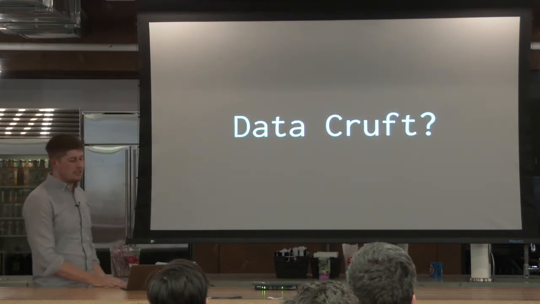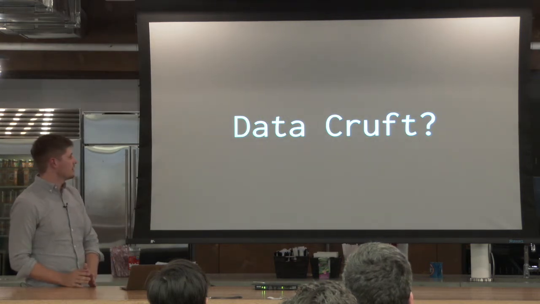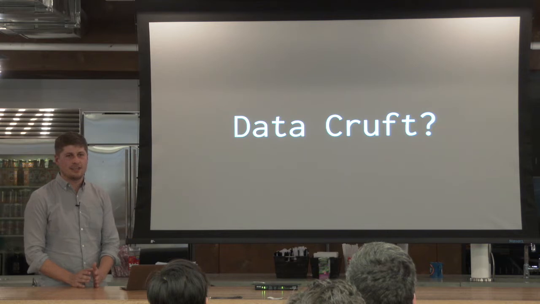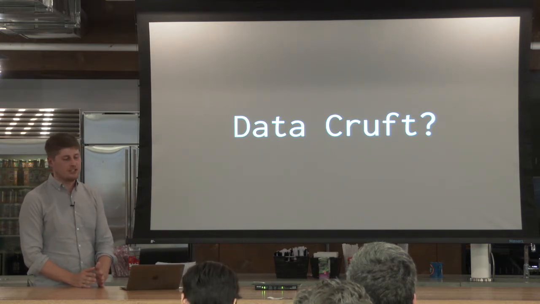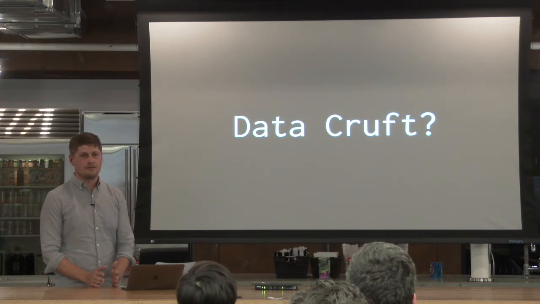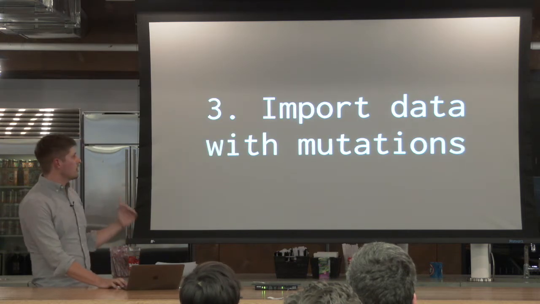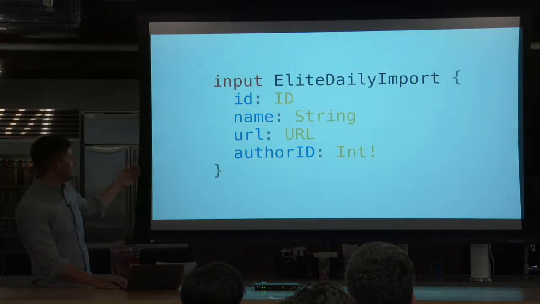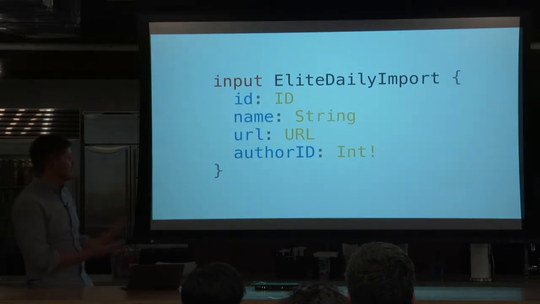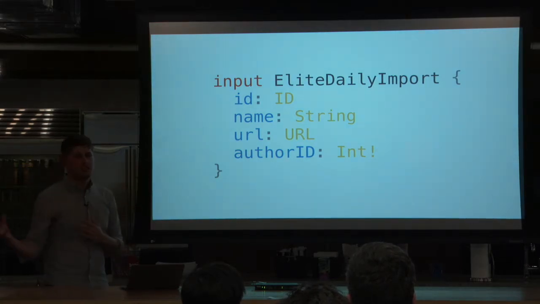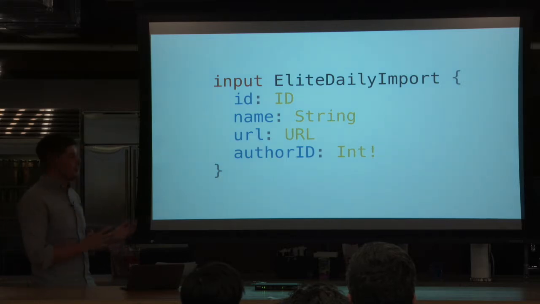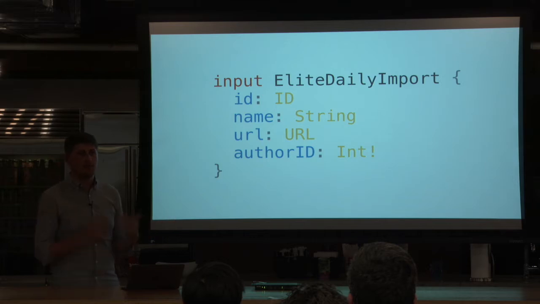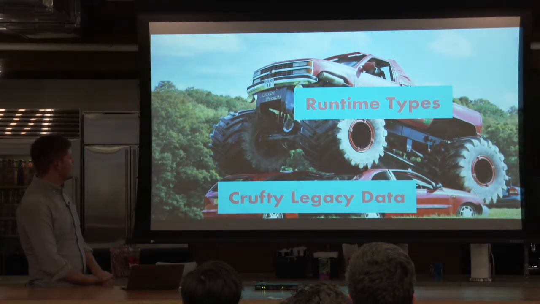The last bit that I really want to touch on, which is really important, is that at some point you still have crufty data. All of these things won't solve your data cruft issues. This is where GraphQL has been a standout for us. We started writing mutations that allow us to import data into our new systems. So the Elite Daily import is an example of something that lives in our app where we can take data from old systems and import it with GraphQL. The typed nature of GraphQL makes that really awesome because you can't get crufty data in there. It's going to reject it and say, hey, you didn't provide the right data. So this is my little graph for runtime types dominating crufty legacy data.